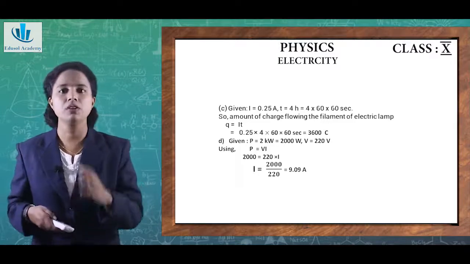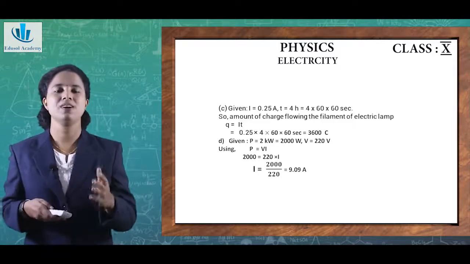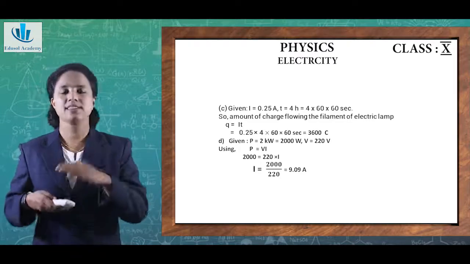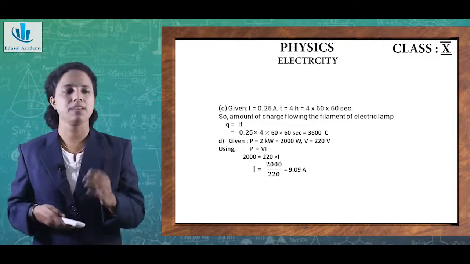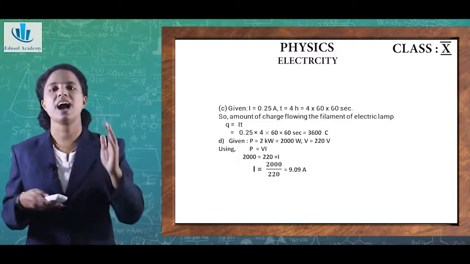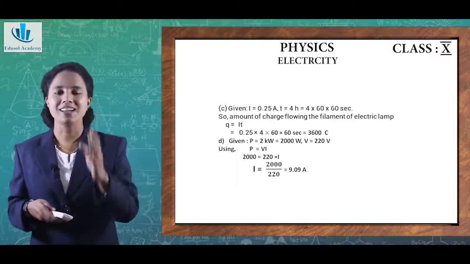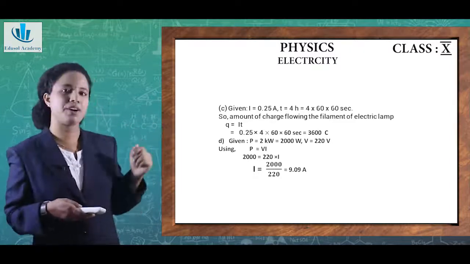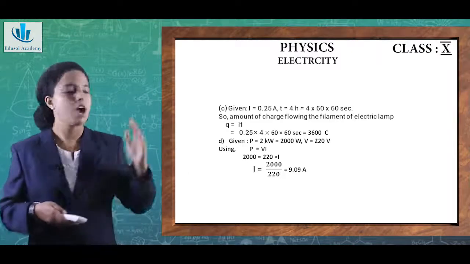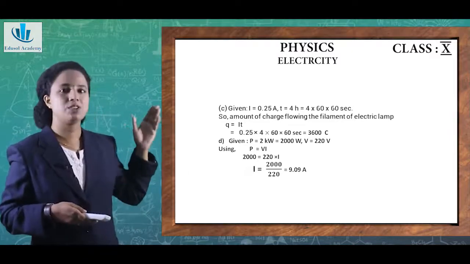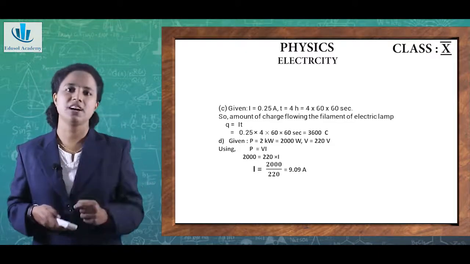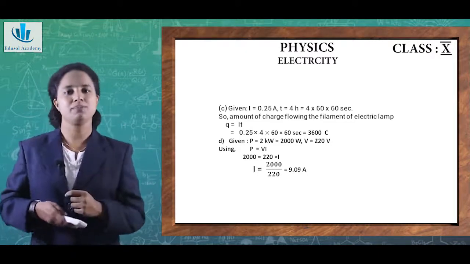So the amount of charge which is flowing through the filament of the electric bulb can be found from the basic formula that relates current, charge and time, that is I equals Q by T or Q equals I into T. So I is already given as 0.25 ampere and the time we have converted into seconds, which would give you 0.25 into 4 into 60 into 60 seconds, which would give you the final charge of 3600 coulomb.